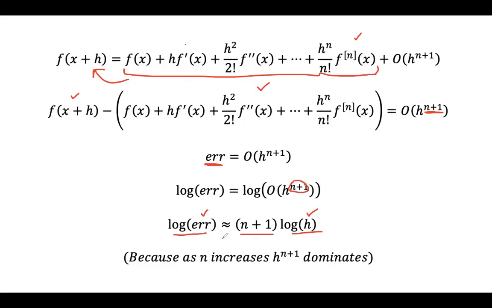When you plot it, you can see this is an equation of a straight line, right? This is the slope of the equation of the straight line. If you're plotting log of error versus log of h, you will get a straight line whose slope will be n plus 1. And the slope of this curve will tell you the order of accuracy of this method.